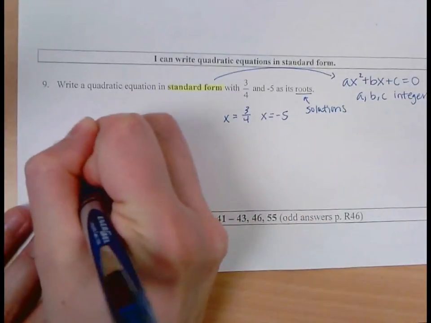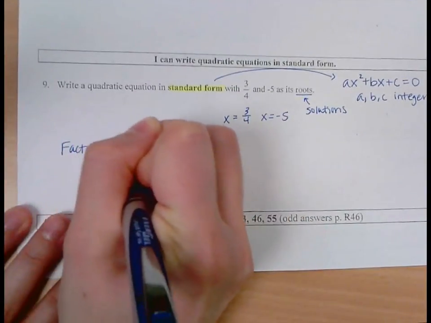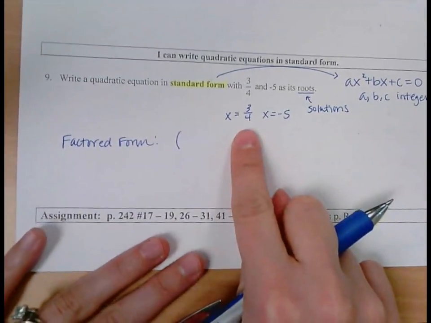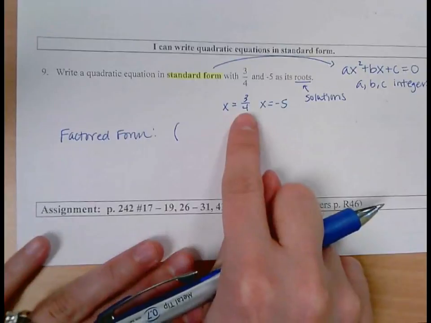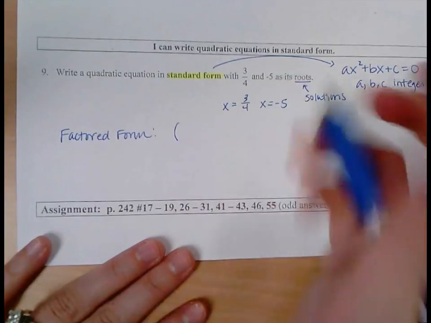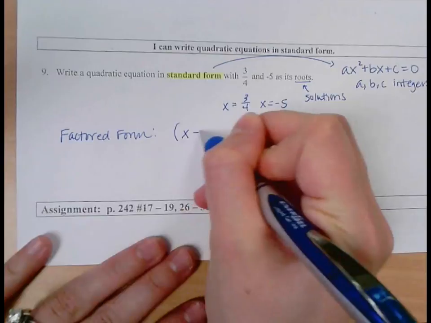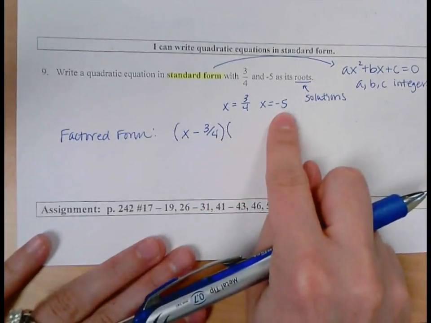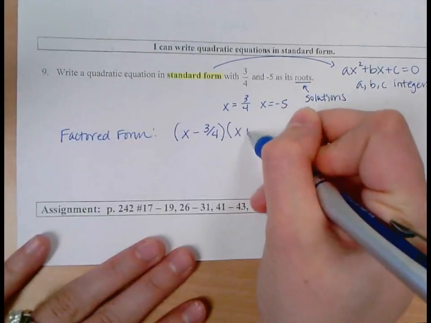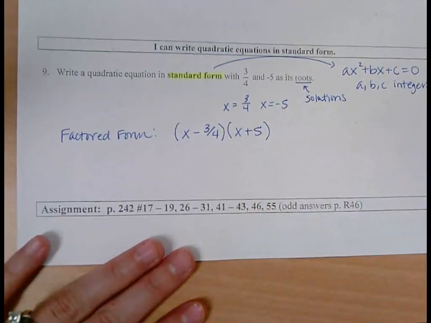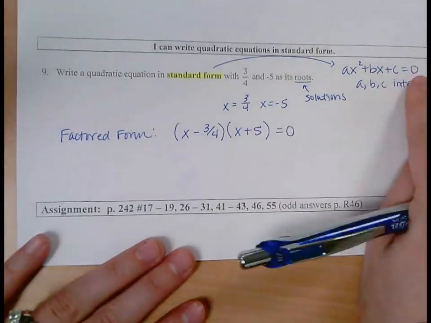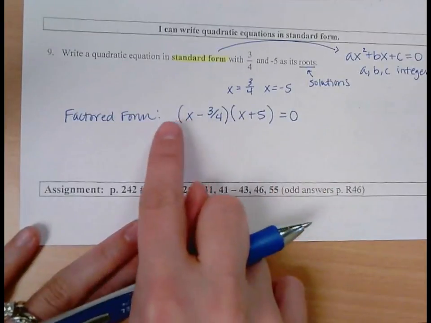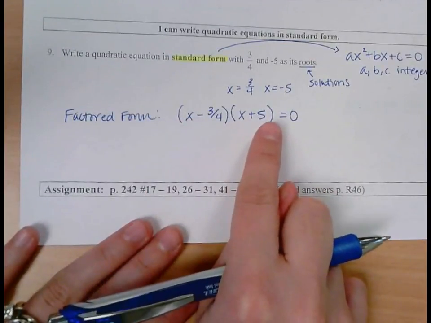So we're going to start out by writing it in factored form. And remember, in factored form, your signs change. So if I have +3/4 as a solution, the factor would be x minus 3/4. And then if I have -5 as a solution, the factor would be x plus 5. So the signs are opposite. And then it's always going to be equal to 0. In the end, your equation should be equal to 0. Any questions on how I got the factored form?